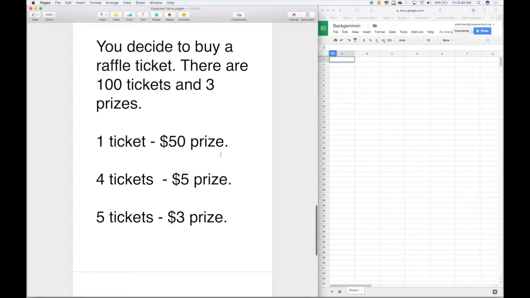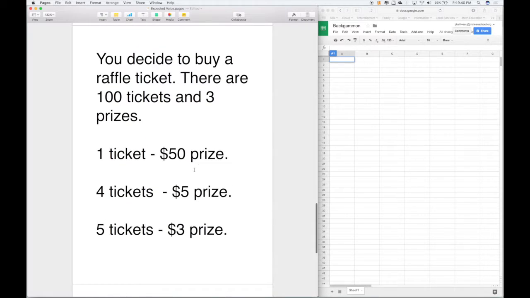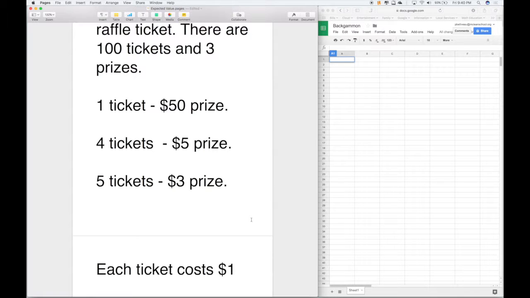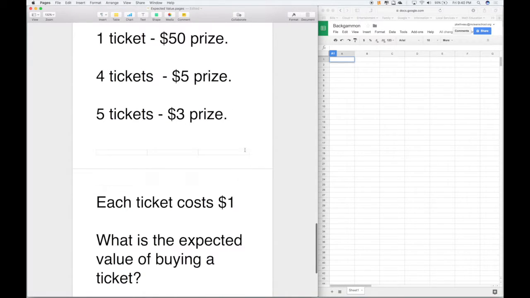Let's do an example. You decide to buy a raffle ticket. There are 100 tickets, and there are 3 prizes. The first prize ticket is $50 if you happen to get that one lucky ticket. There are 4 tickets out of these 100 that will give you a $5 prize. There are 5 tickets out of the 100 available that will give you a $3 prize. Each ticket costs $1. So the question is, what is the expected value of buying a ticket?